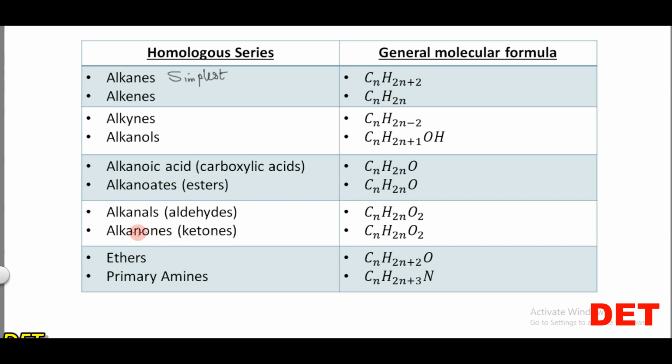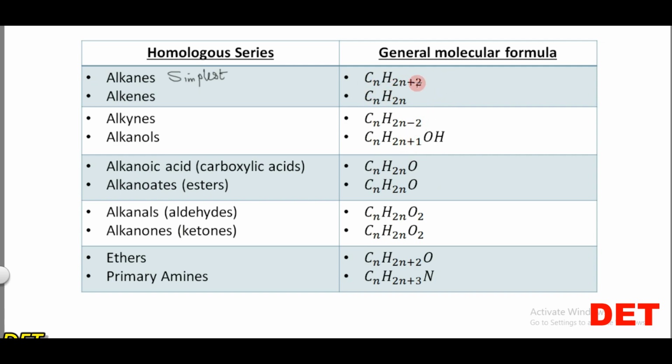CnH2nO2. We have the alkanones. They are also referred to as ketones. Another name for ketones is alkanones. Alright? And the general molecular formula is CnH2nO2. We have the ethers. Alright? And the general molecular formula is CnH2n+2O. We have the primary amines, and the general molecular formula is CnH2n+3N. Right? So these are the different homologous series and their general molecular formulas.